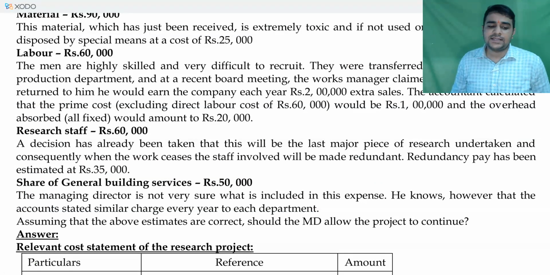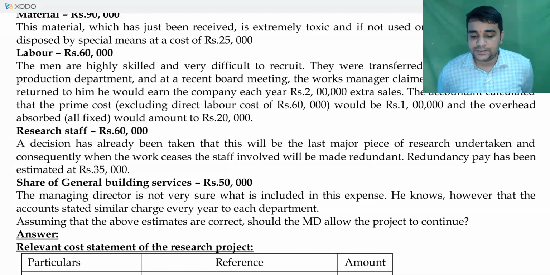A decision has already been made that this will be the last major piece of research undertaken. Consequently, when the work ceases, the staff involved will be made redundant. Redundancy pay has been estimated at 35,000. That is, I will tell these employees to leave the organization, and when I do, I will have to pay them 35,000.